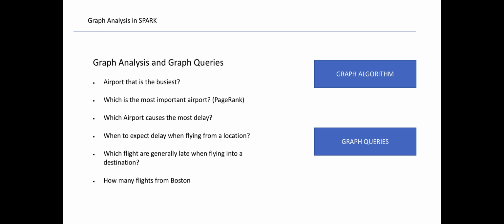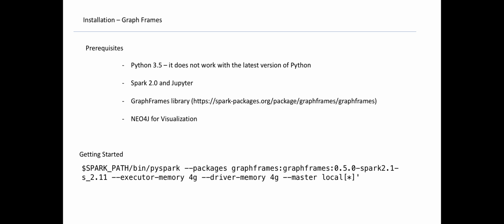The example uses the flight and airport data, as I mentioned before, from the blog that Databricks had. Some of the questions that I tried to answer were: which airport is the busiest, which is the most important airport, which airport causes the most delay, when to expect delay when flying from a location to a destination, and how many flights from Boston. I have used both graph algorithms and graph queries as part of this.